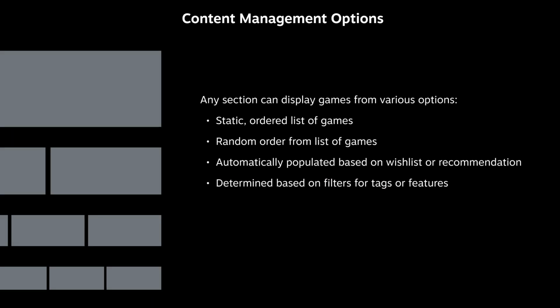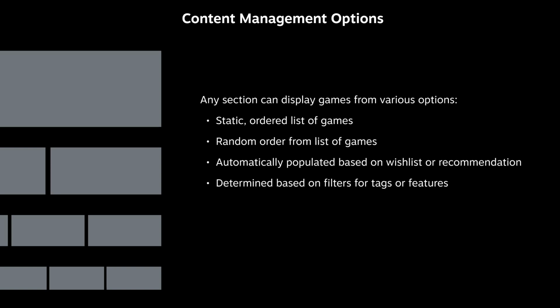And then for any given section, you can control how we're going to organize and feed in that list of games or text or events that it's going to be displaying. So as an example for a list of games, you can feed it a static ordered list of games, and then you can drag and drop to control the order that you want to display those games in. Or you can define a set of games and have it randomly shuffle those games every time a different user comes to the page. Or you can have it automatically populated based on the wish lists or recommendations that we have for that user that's viewing the page.